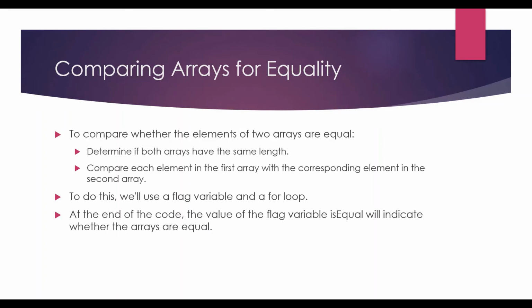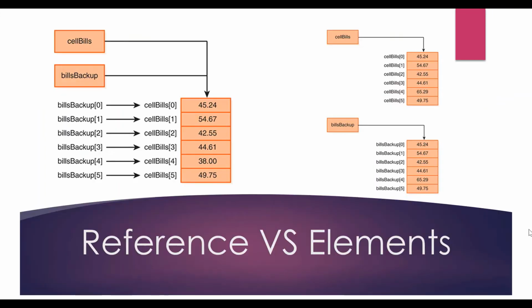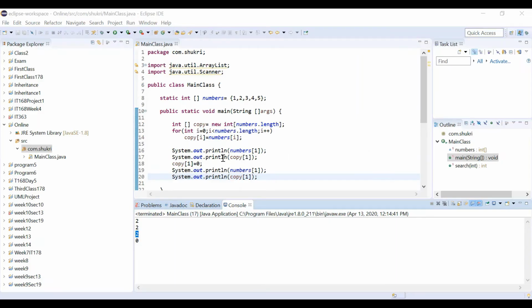At the end of this operation, we will check if this flag is true. If it's true, that means the two arrays are equal. If it's not true, that means the arrays are not equal. So again, we are not checking the references. If we use the equality operator, is bills equal to bills backup? That will just check if they both point to the same location. What we want to do is actually check element by element to make sure that they are equal. So let's try that in Eclipse.